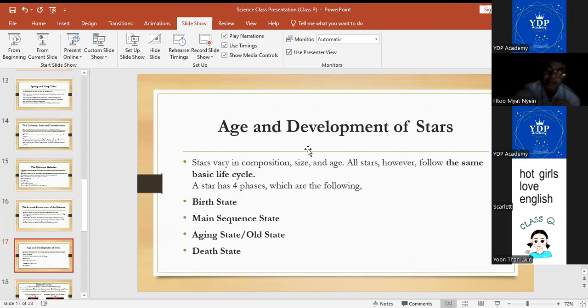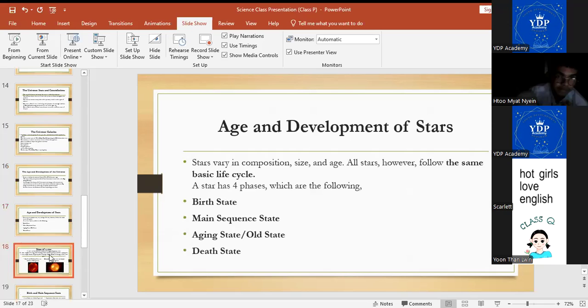Age and development of stars. Stars vary in composition, size, and age. All stars, however, follow the same basic life cycle. A star has 4 phases, which are the following: the birth state, the main sequence state, the aging state, the old stage, and the death state.